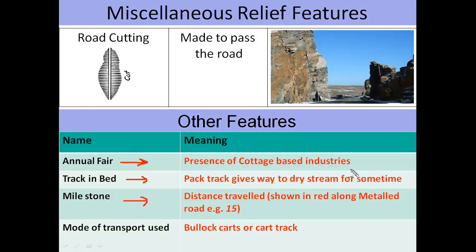Milestone: along the metal road, it has been marked like this, 21, after some distance 22, in red color. So this represents a milestone where the distance has been mentioned in red color. Mode of transport used on a topographical map is cart track or bullock cart.